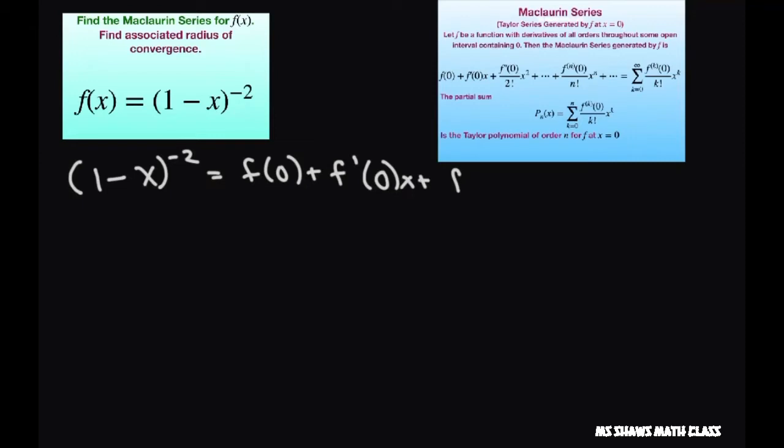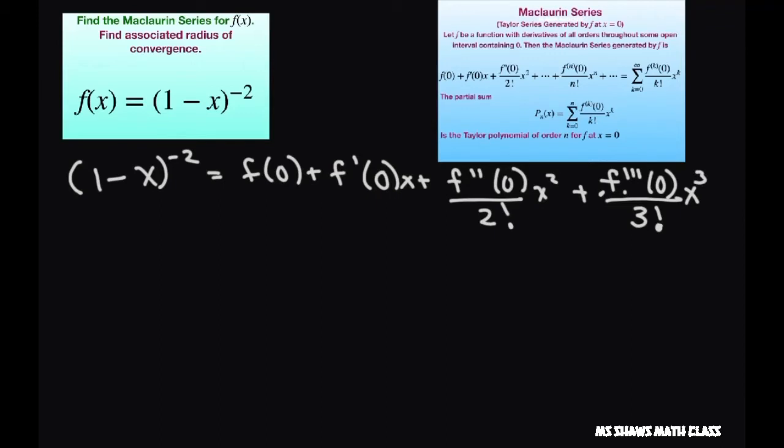That's going to be, we want 1 minus x to the power of negative 2 to equal f of 0 plus f prime of 0 x plus f double prime of 0 divided by 2 factorial, and then we have x squared, and so on. All right, so the next one would be f triple prime of 0 divided by 3 factorial, x cubed, and so forth. And this is your formula here.